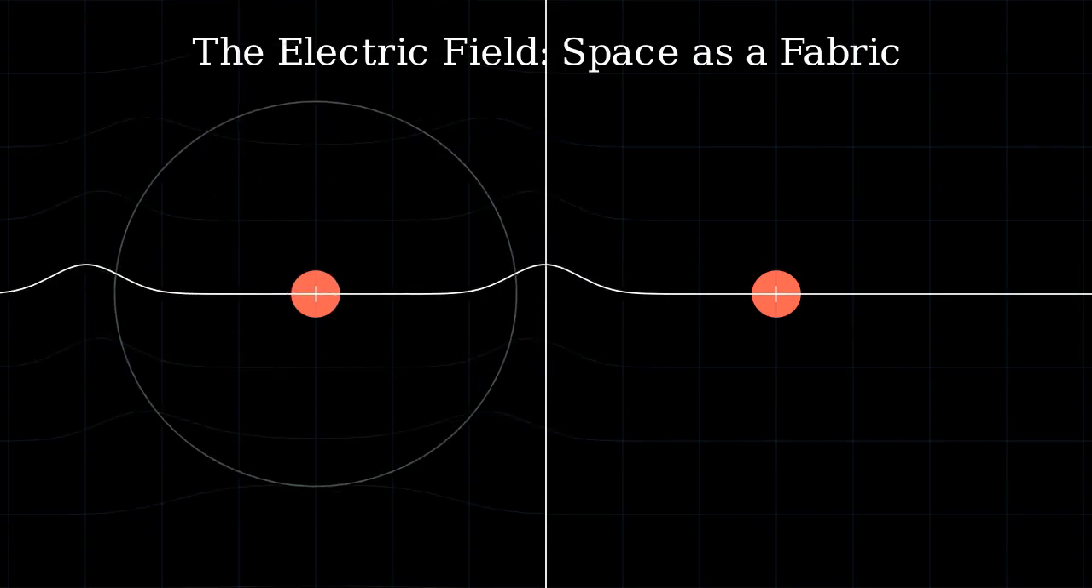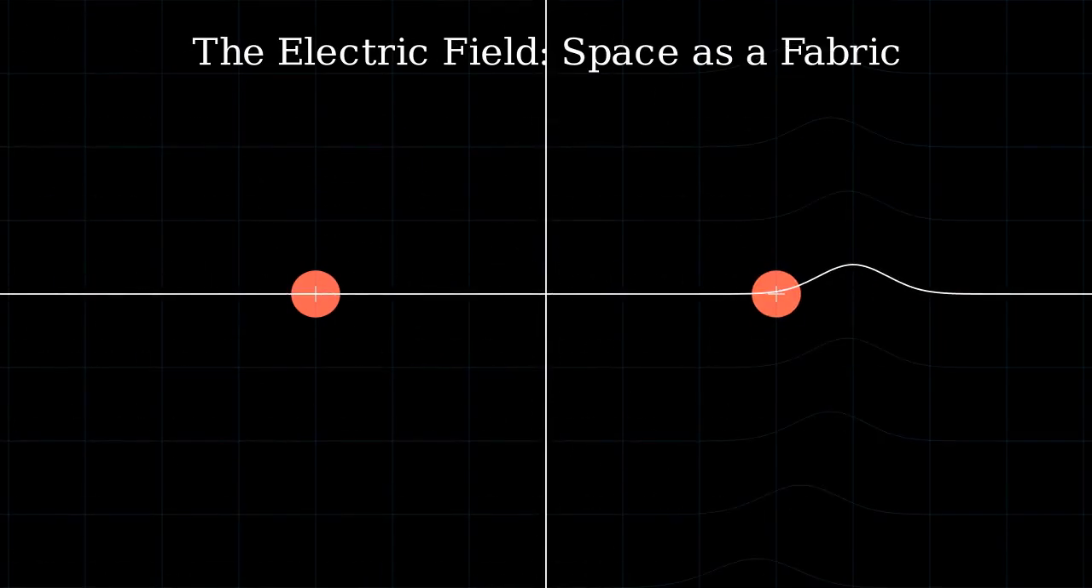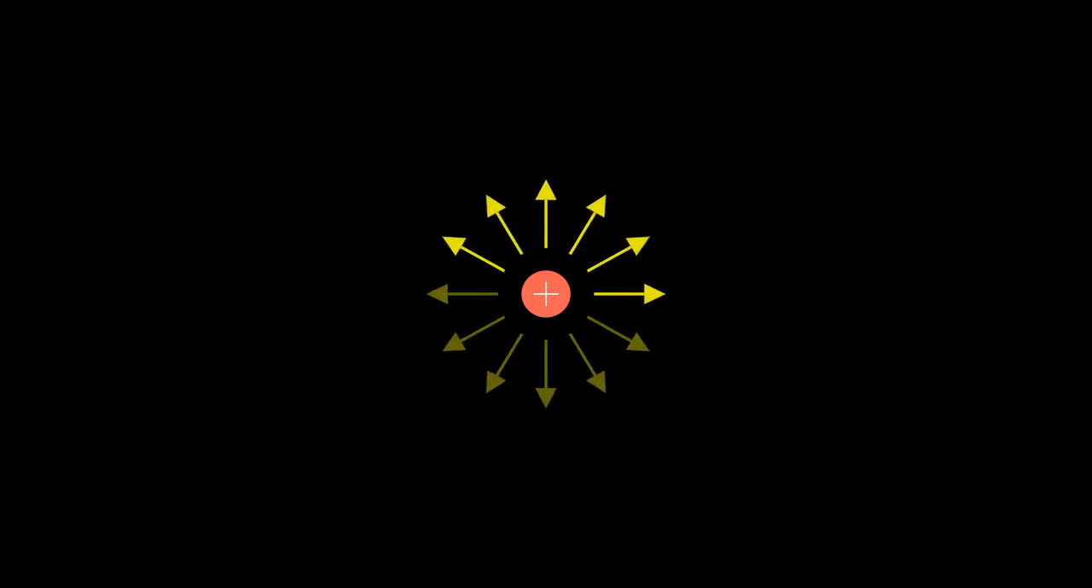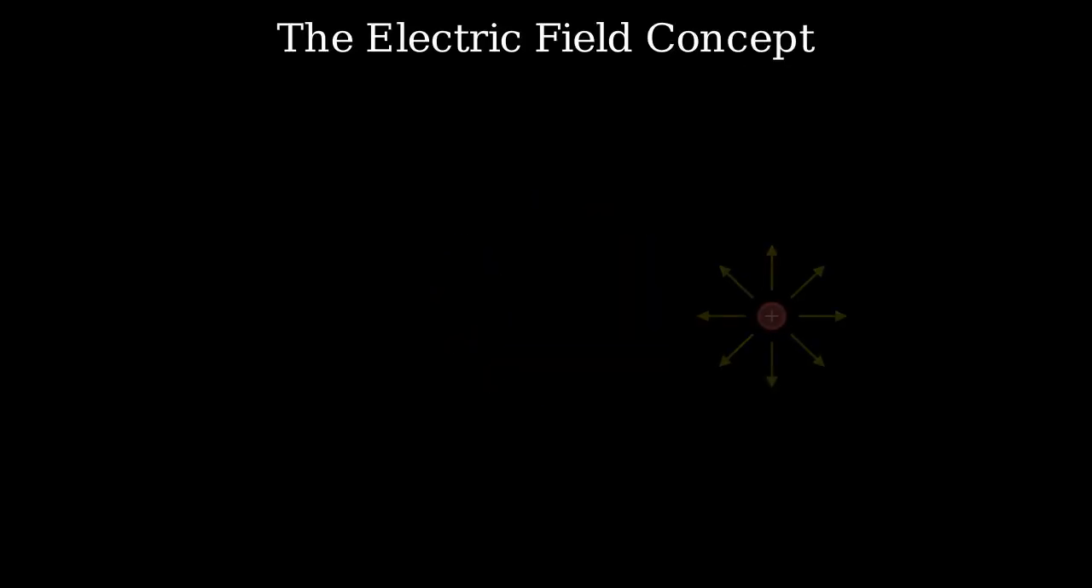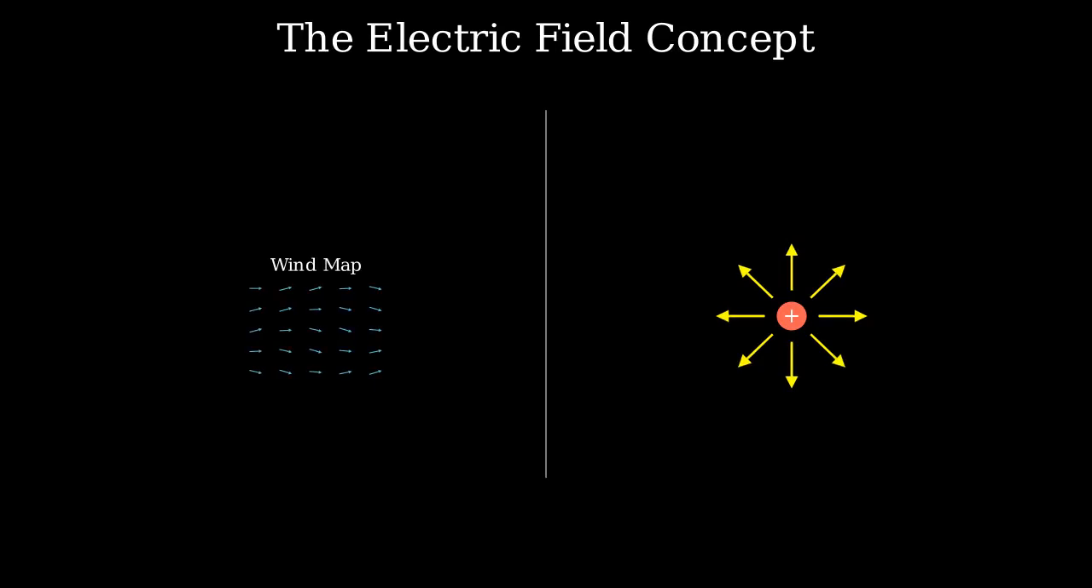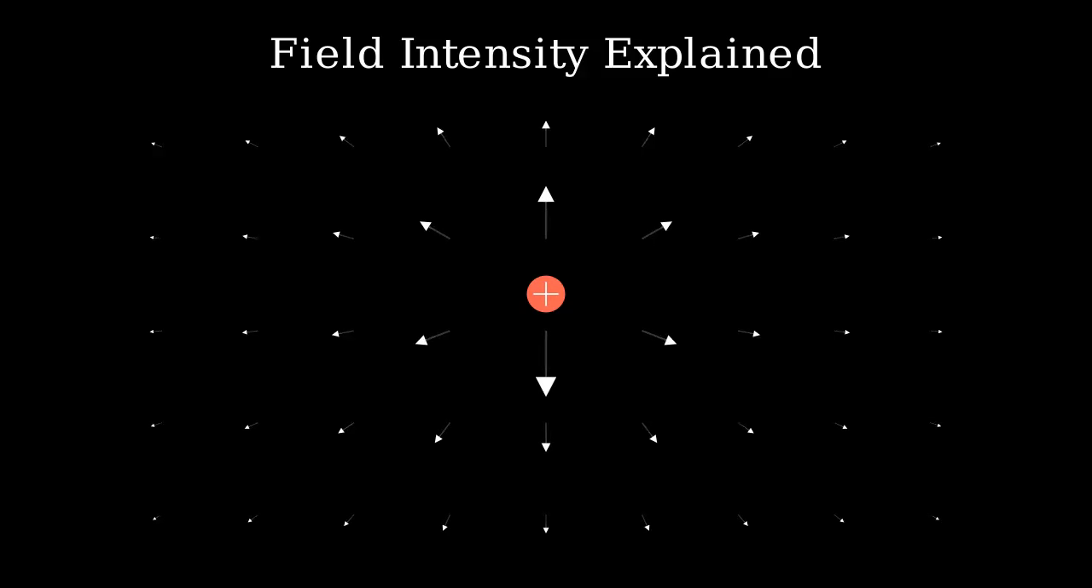It's a fabric that can be disturbed, and we call that disturbance the electric field. Think of the electric field not as an object, but as a property of space itself, a set of instructions at every point. It's exactly like a wind map. The wind exists even if there's no leaf blowing in it to prove it. The intensity of the field is just the wind speed, stronger near the source and weaker as you move away.